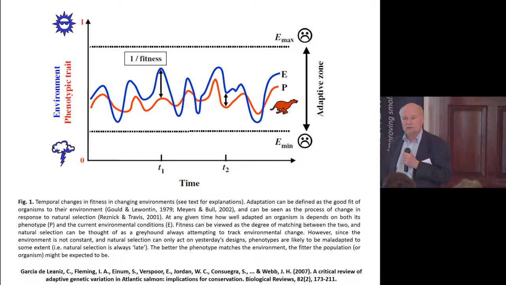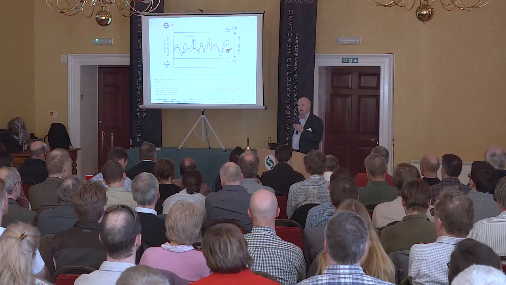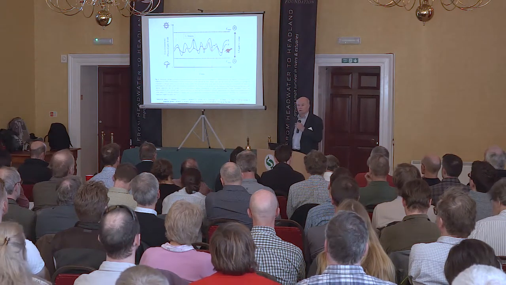And what adaptation is, this is from a paper by Carlos Garcia de Leaniz, and we helped him out on it. Basically what selection is trying to do is to adjust the genetics of the population in order to meet the changing environment to optimize survival and reproductive success. But it's a bit of a chase because the environment's always changing, and therefore you're playing catch up all the time. And depending upon how fast and how much the environment changes, you have a degree of maladaptation, the difference between where the population is genetically and where the environment is, compared with what would be possible if everything was static and could evolve to some stable equilibrium.